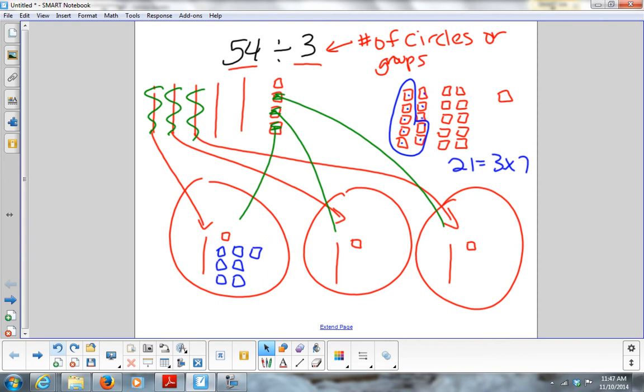And then I got 1, 2, 3, 4, 5, 6, 7. That's another set. And they go here. 2, 3, 4, 5, 6, 7. And then this is my last set. 1, 2, 3, 4, 5, 6, 7, 8. Okay, so what is my answer? How do I know what my answer to my division problem is?